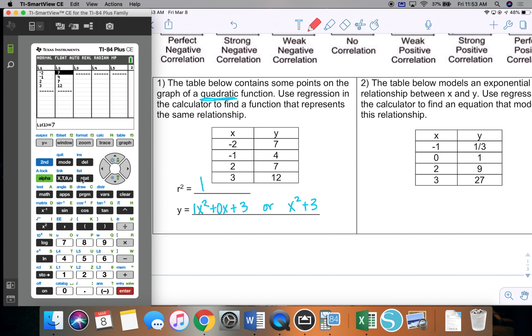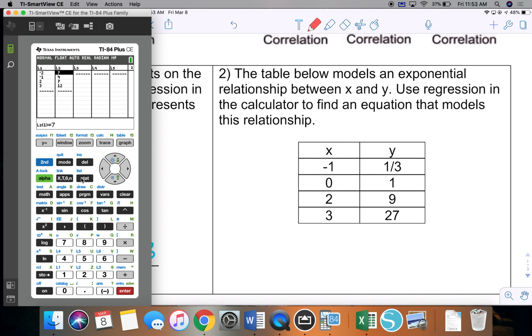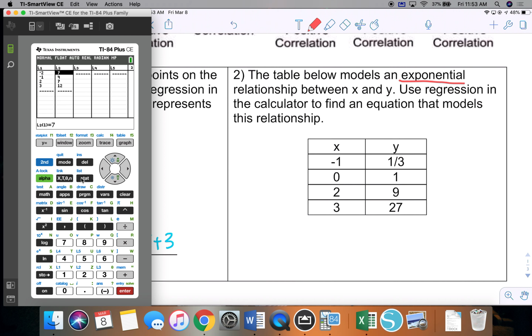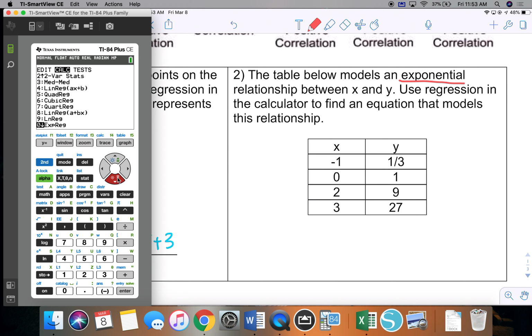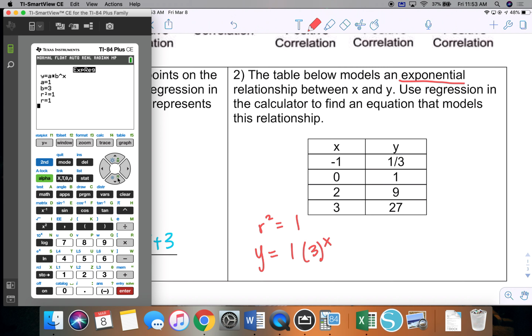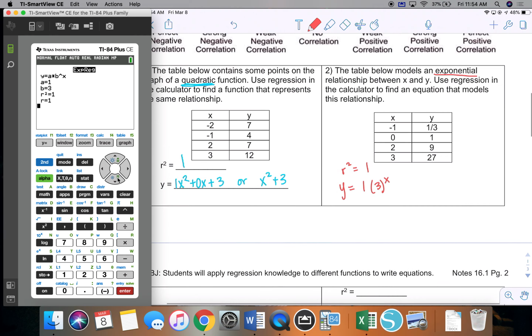In example 2, they tell me that this models an exponential relationship. So they've told me what to run. I'm going to come over here and type these in. Then I'm going to click Stat, scroll to Calc, option 0 that we learned in the exponential unit. My r squared value equals 1, and my equation is y equals a times b to the x. So 1 times 3 to the x is my function for this regression.